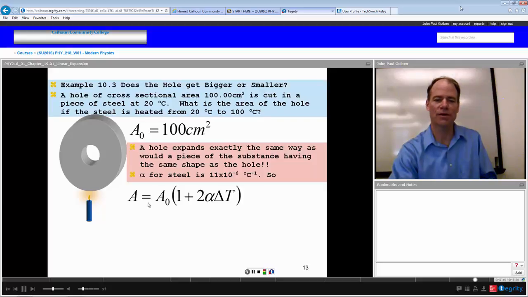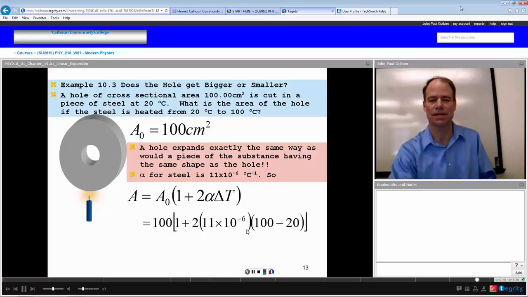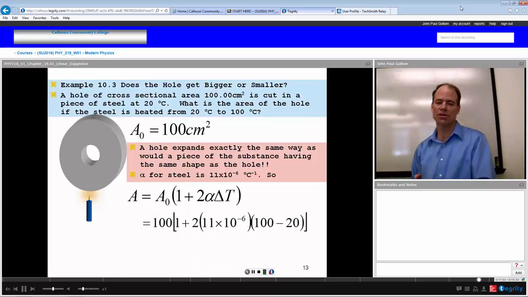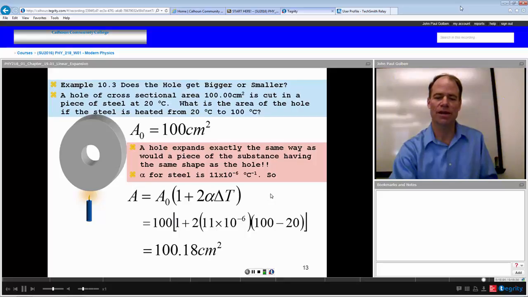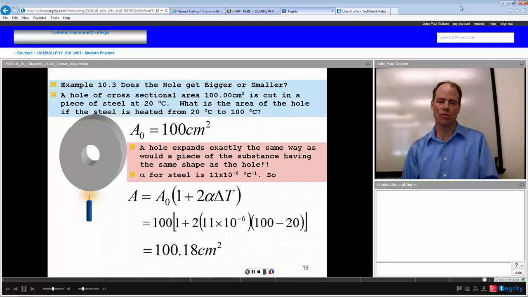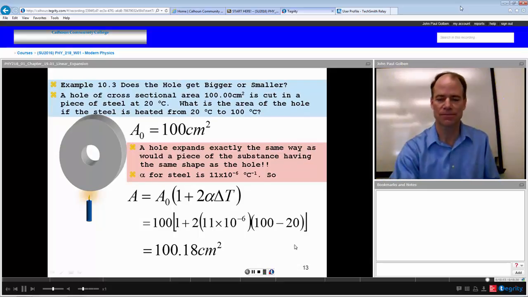Our new area will equal our original area times (1 plus 2 alpha delta T). Alpha for steel is 11 times 10 to the minus 6. So our new area is 100 times (1 plus 2 times 11 times 10 to the minus 6 times 80). Change in temperature is 80 degrees Celsius. And we have a new area that is 100.18 square centimeters. That is the new area of the hole in the middle of this washer.